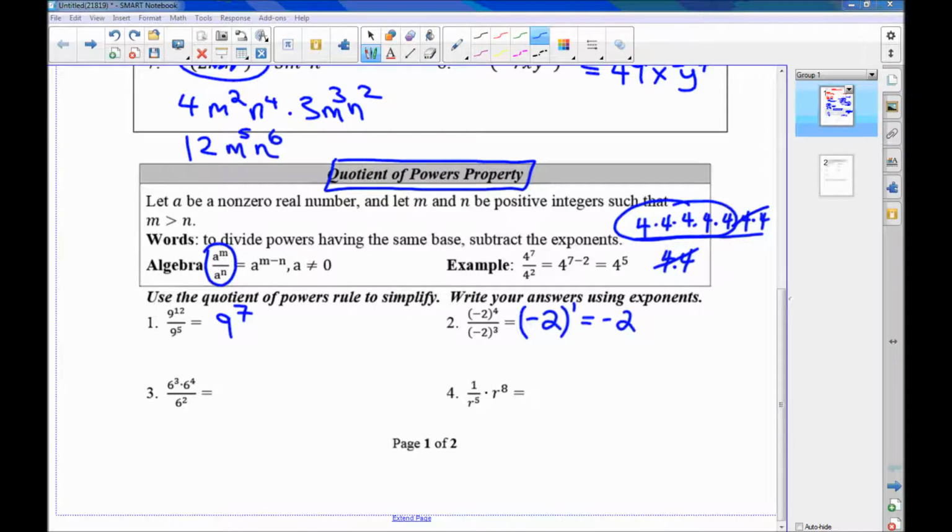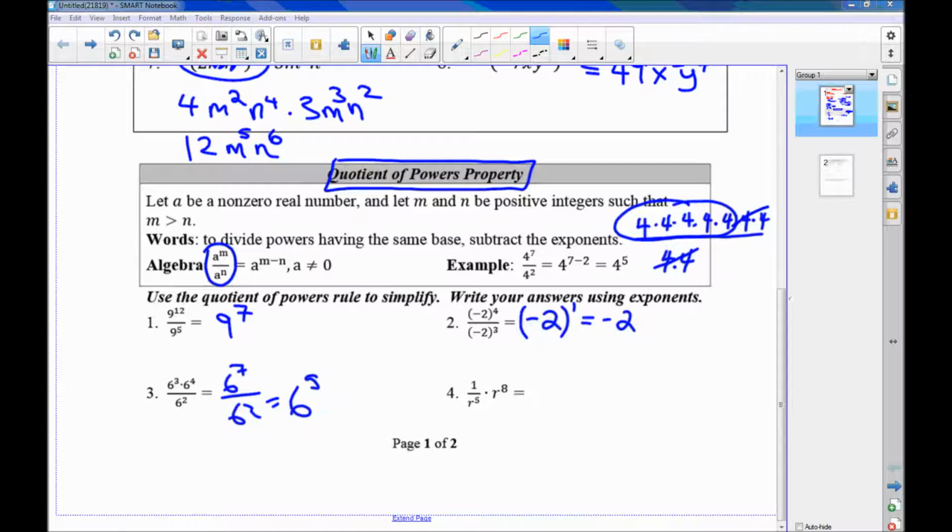All right. Number 3, 6 to the 3rd power times 6 to the 4th power over 6 squared. So before we can do that division, we have to work left to right, so we have to fix our top first. So this will become 6 to the 7th power over 6 squared. And then 7 minus 2 will make 6 to the 5th power. Okay, we have to make it into one base up top before we can put them together.